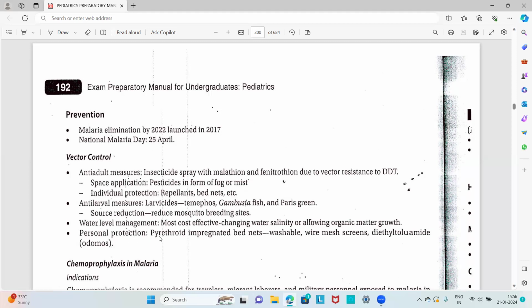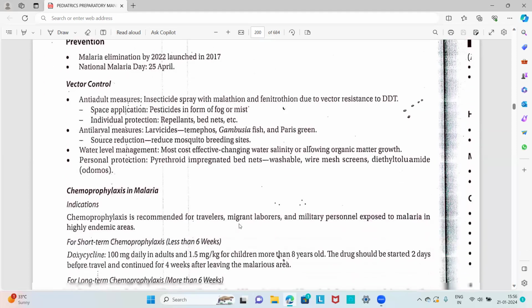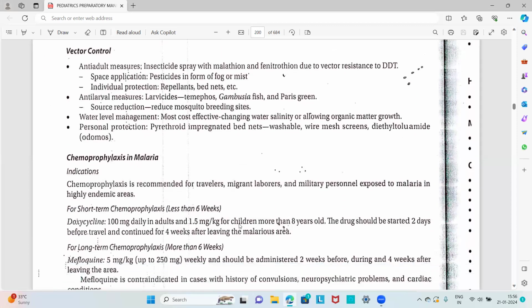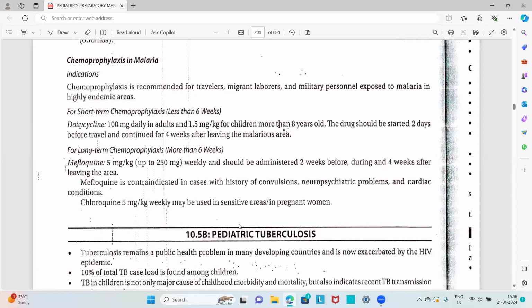Then personal protection by the pyrethroid impregnated bed nets, washable wire mesh screens, ethyl toluamide are used for the personal protection. So these are for the vector control: anti-adult measures, anti-larval measures, personal protection, and water level management, and also by reducing the mosquito breeding sites. So these are the vector control, and there will be chemoprophylaxis for the malaria.